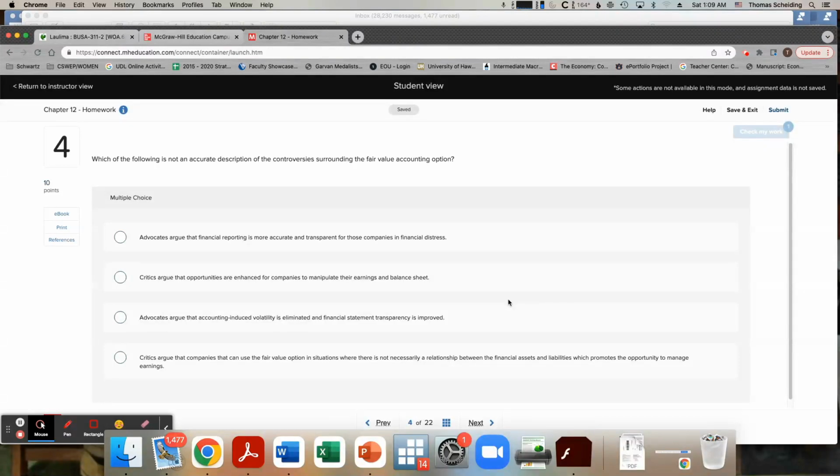Advocates argue that accounting induced volatility is eliminated. Yeah, that's the reason why you do it. You reduce the volatility that comes from recognizing expense when you shouldn't. Critics argue that companies can use the fair value option in situations where there's not necessarily a relationship between the financial asset and liability in order to promote the opportunity to manage earnings. Yeah, that's true as well. So a non-accurate description would be that if the company's in financial distress, the financial reporting is more accurate. That just wouldn't be the case.